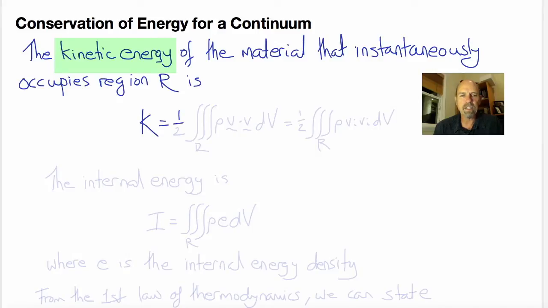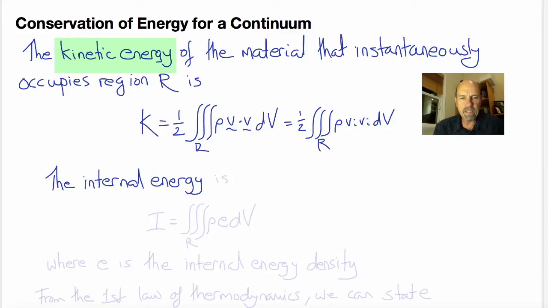So the kinetic energy K is 1/2 of the volume integral over the region R of rho times V dot V with respect to volume, or in index notation, 1/2 rho Vi Vi dV. So energy is a scalar quantity and it's 1/2 mv squared.